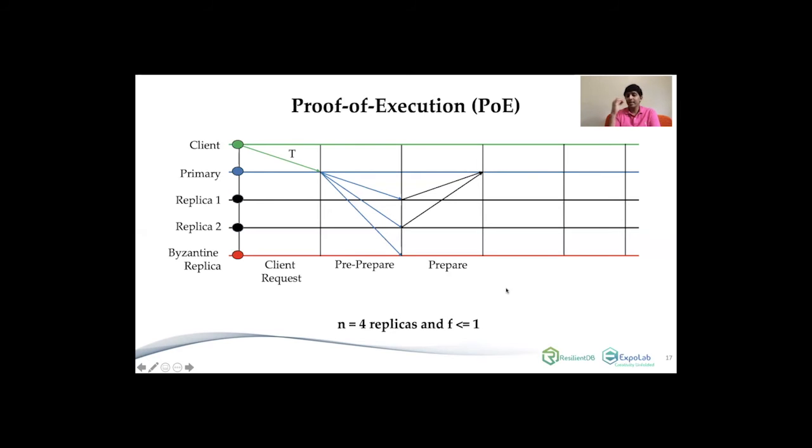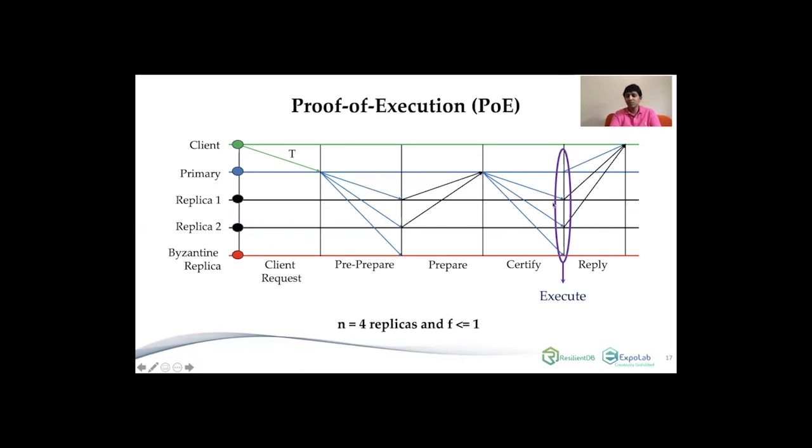Now, in SBFT, what happens is that once primary or collector gets these threshold shares, he combines them into a threshold signature. And then what it does, it started another phase. In PoE, primary will still combine, and he will send all that combined signatures to all the replicas. All the replicas will now execute the request, and they will simply reply to the client. So where did that extra phase go?